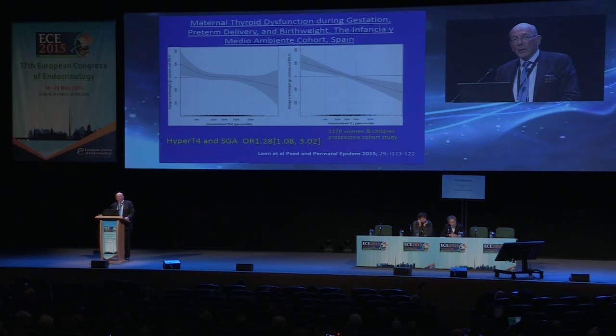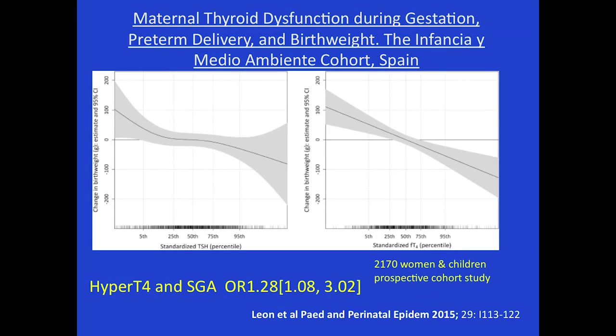Moving on to the baby, this is a recent epidemiological study showing that if you look at the standardized TSH and the standardized free T4, birth weight seems to fall quite significantly with the higher end values. And this is interesting, especially in relation to the high free T4, because during the treatment of hyperthyroidism, we usually suggest that free T4 is kept to a high level.